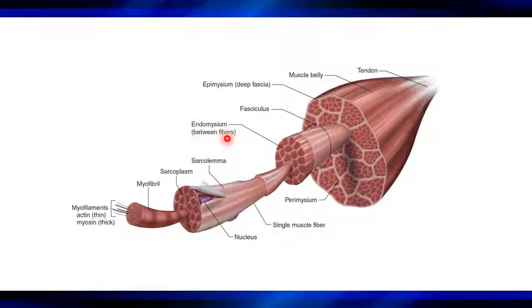Going from superficial to deep, you have the epimysium, perimysium, endomysium. Those are the different layers of the skeletal muscle. The endomysium is what surrounds each individual muscle fiber, and you can see that as this picture is further teased out. This is a single muscle fiber right here.